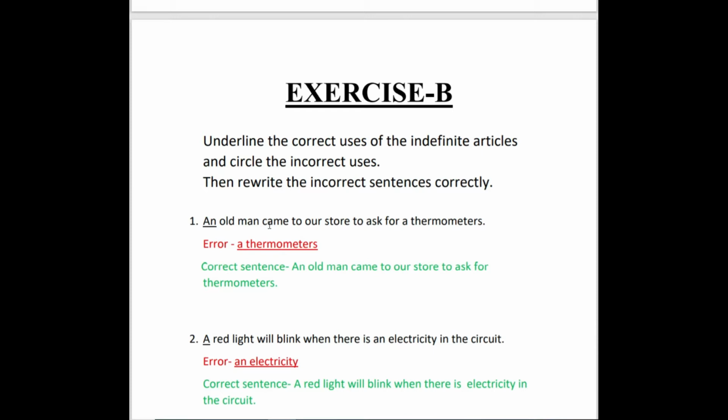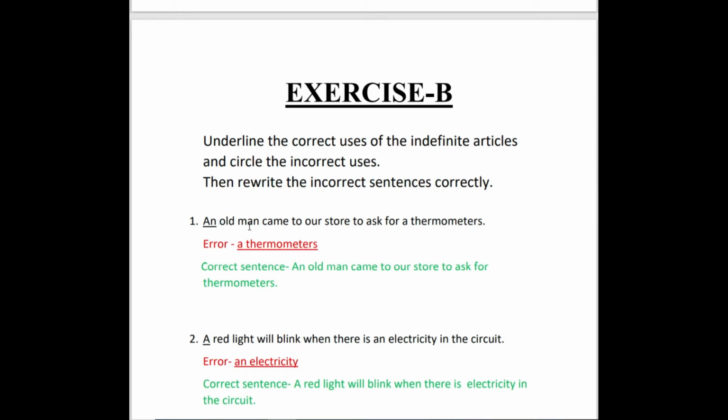An old man came to our store to ask for a thermometers. Now just see, I have underlined this very first word. What is written here? An. So an is the correct use. Here we do not have to amend this word because this is absolutely correct.